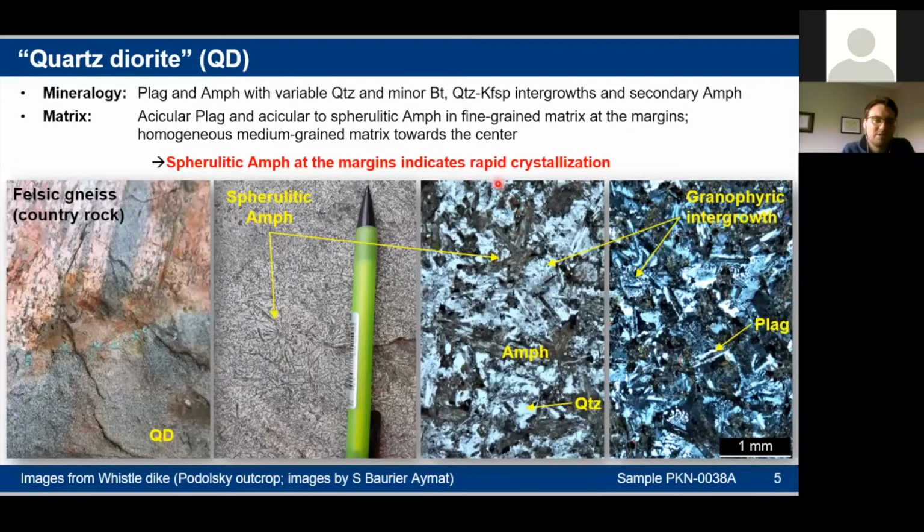The overall mineralogy is quite simple for both of the phases. We have mainly plagioclase and amphiboles with variable amounts of quartz, minor biotite, granophyric intergrowth, and secondary mineralization. In the matrix, we have typically acicular plagioclase and spherulitic amphiboles, which is a characteristic of the matrix of these dikes. When you find this in the field, this is a good indication that you're looking at an offset dike. These spherulitic amphiboles, which often occur at the margins, indicate a rapid crystallization of the melt.